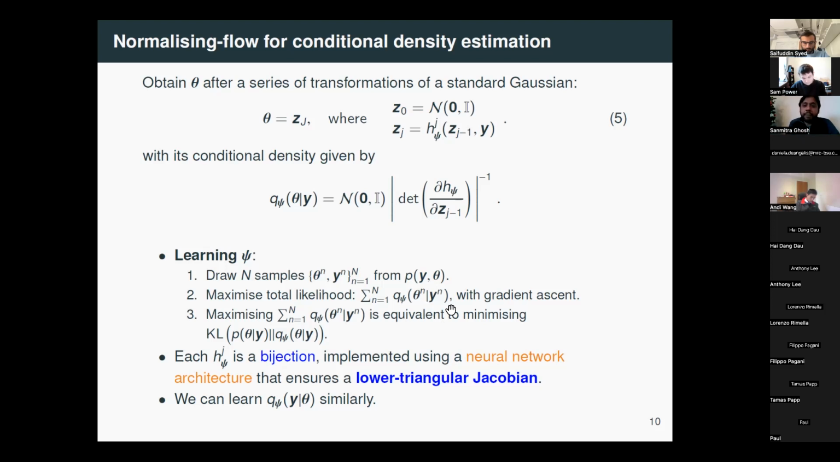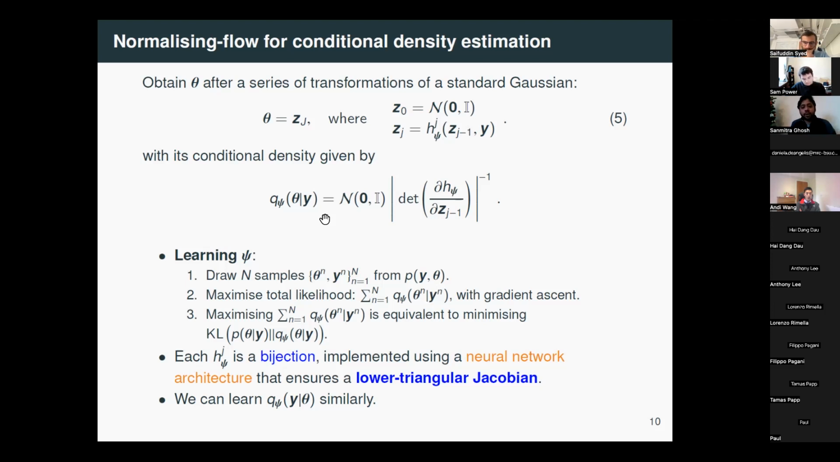And each bijection has two inputs. One input is the random variable from the earlier layer, but it also has an additional input, that is the conditioning variable. And if we do that, we end up with the conditional density. This was suggested in the initial normalizing flow papers. So the idea is very simple. Again, generate samples from your prior or the joint density, by ancestral sampling: you generate theta from your prior, and then from your likelihood density, you generate your data. Then you maximize the total likelihood using normal gradient descent.